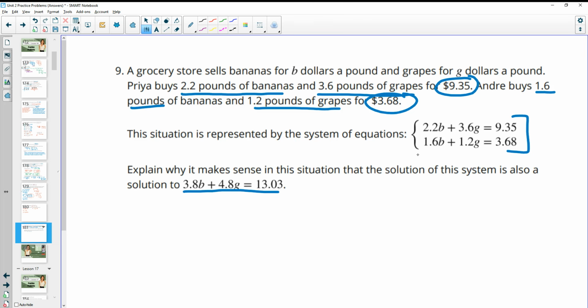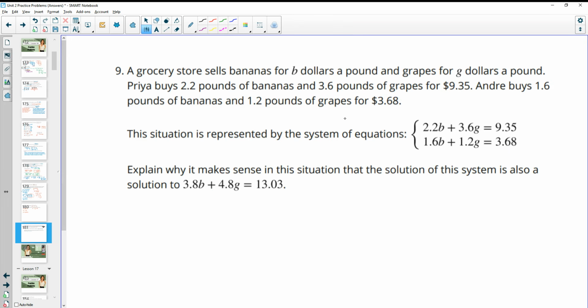And so what we can see that they did here, and let me clear out all of this ink here. So what we can see here is that they actually took and added these two equations together, right? So they did 2.2 and 1.6, which gave them 3.8. 3.6g and 1.2g gave 4.8 pounds of grapes. And then the total cost, they added these together.